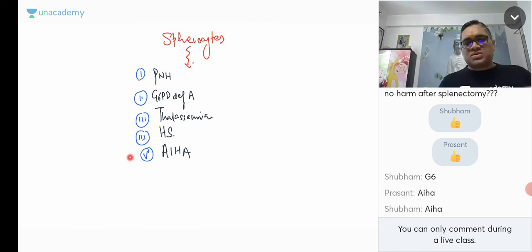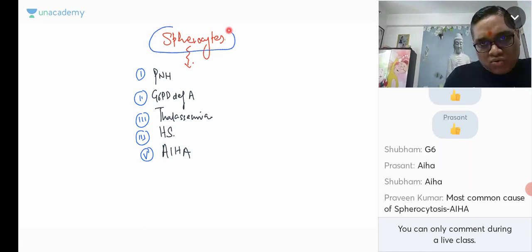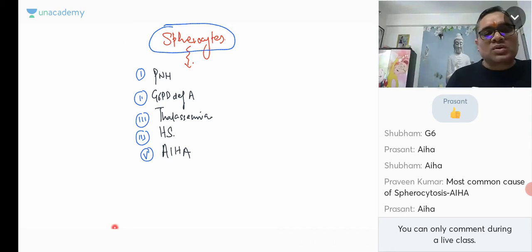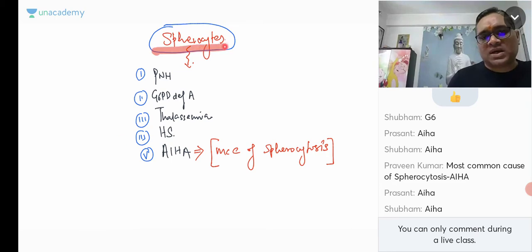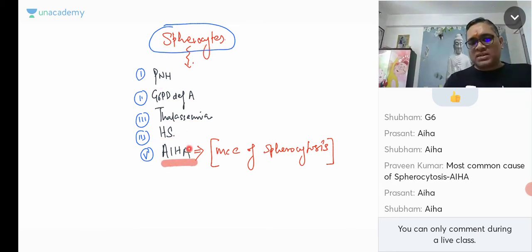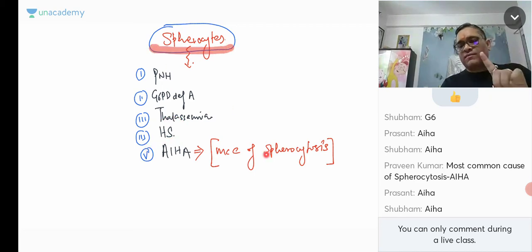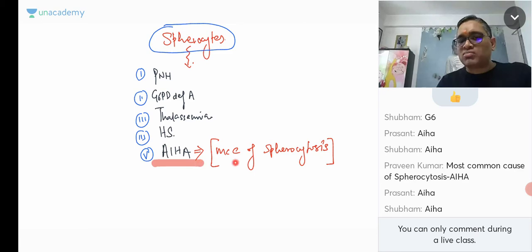Now the examiner asked, spherocytes are most commonly seen in which condition, in NEET, AIIMS, PGI questions. All exams have asked this question. So always remember, the most common cause of spherocytosis is autoimmune hemolytic anemia. So this point we should be very clear. Spherocytes are seen in PNH, G6PD, thalassemia, hereditary spherocytosis, autoimmune hemolytic anemia, but they are not diagnostic of hereditary spherocytosis. Moreover, when you see many spherocytes in the peripheral smear, what should come first to your mind is autoimmune hemolytic anemia, because it is the most common cause of spherocytosis.